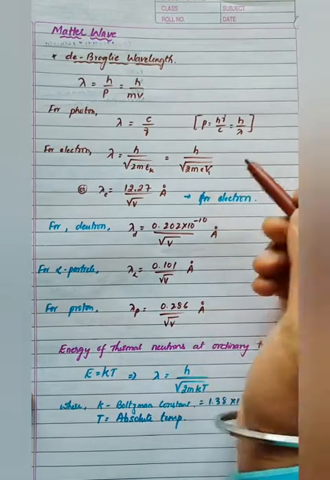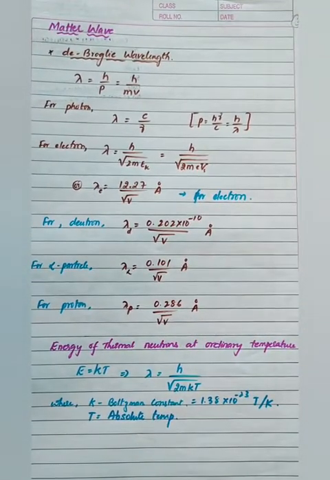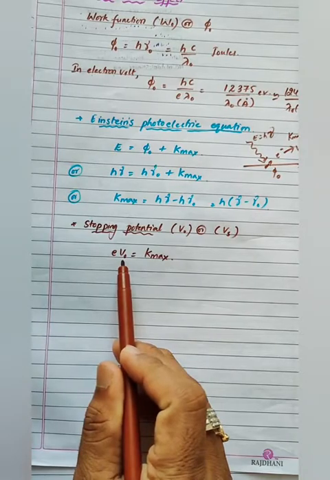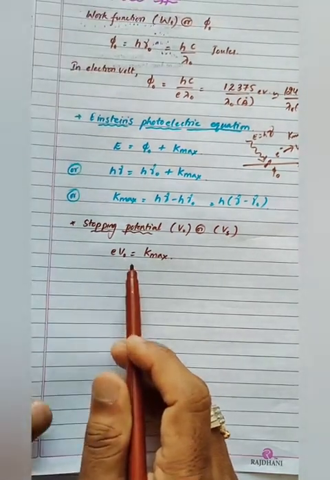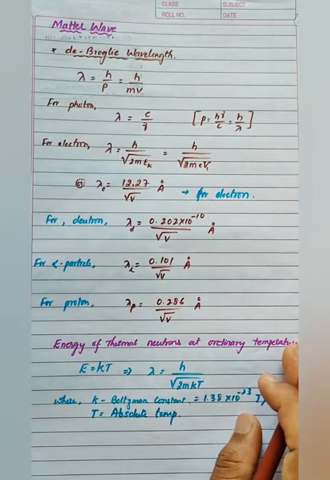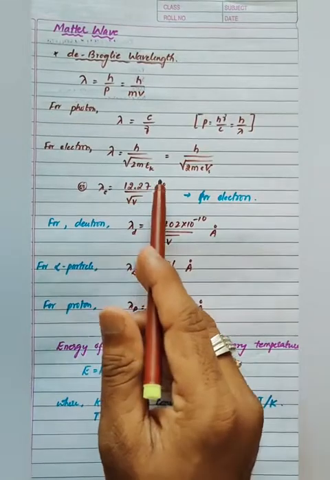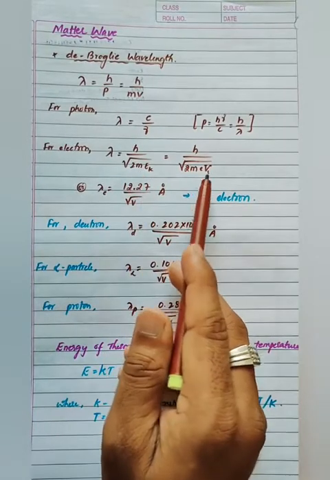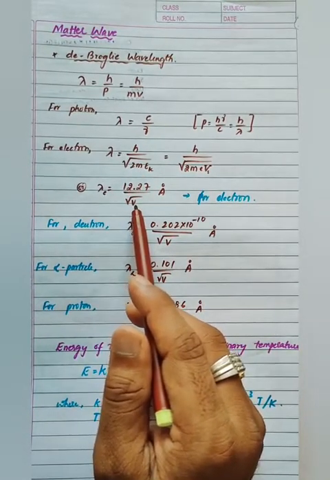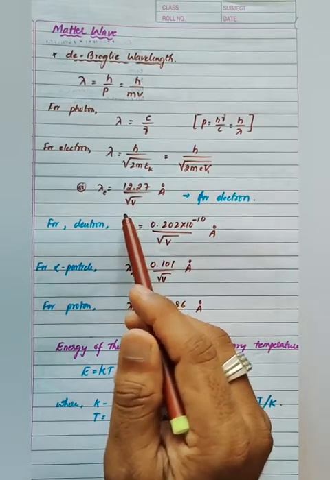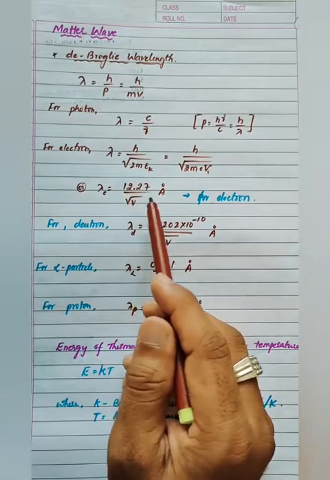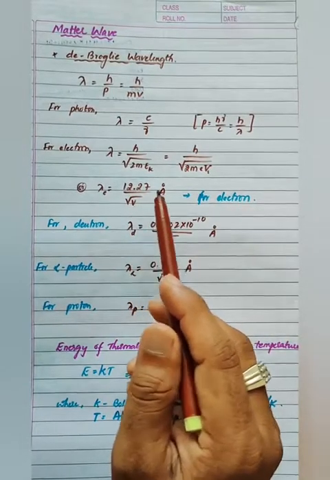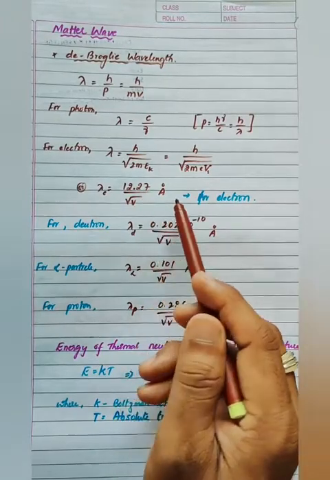V naught can be written as we saw in the previous condition. So I just repeat: V naught is not a velocity, this is the stopping potential, the potential we apply to stop the electrons. Now further, for simplified calculation, if you substitute h, m the mass of the electron, and the charge of the electron, only V is the unknown, because it depends on the input we give. So this comes to 12.27 divided by root of V if you want it in Angstrom. Suppose you want it in nanometer, that is 1.227 divided by root V nanometer, so that changes.